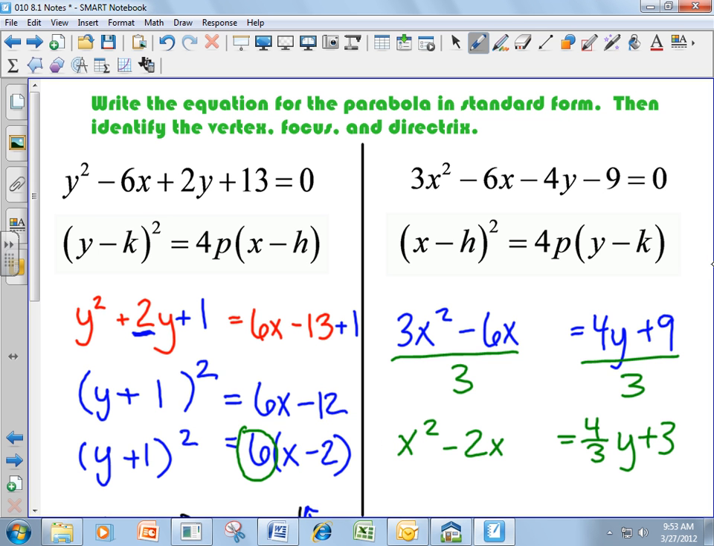We are ready to complete the square at this point. Half of b, again, is 1, and squared is also a 1. So I'm just adding 1 to both sides. This is now what we call a perfect square trinomial. It will factor into the same two quantities, in this case x minus 1, remember the sign is very important, equals, we have a 4/3 y plus 4.